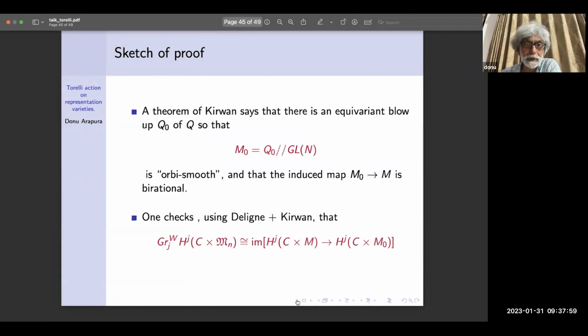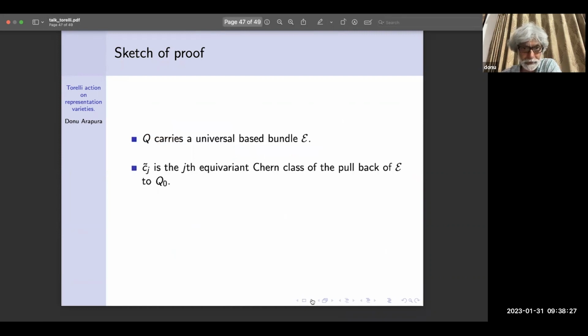Maybe I just remind you, Q naught was this blow up. On the first space, we have this script E. I pull it back to Q naught. G, or rather GL_N, is acting on everything in sight, and this map is equivariant. And so you can form an equivariant version of the Chern class, and that's what c_j tilde is.